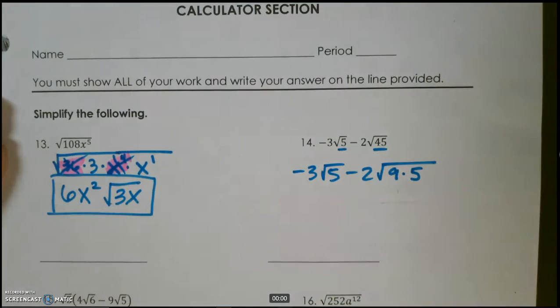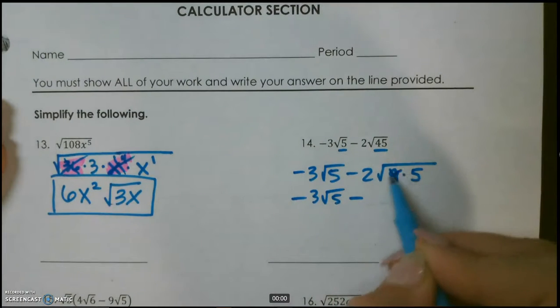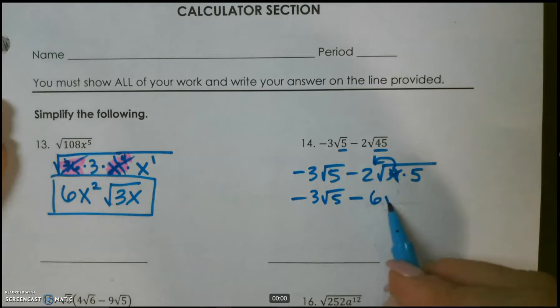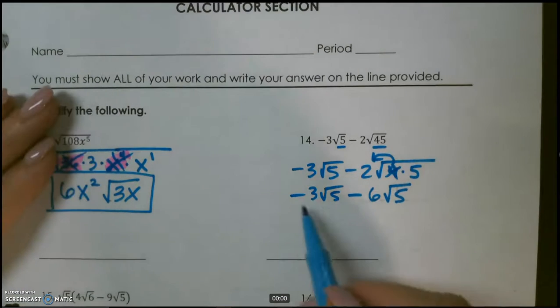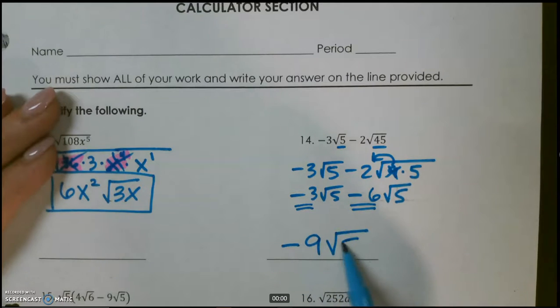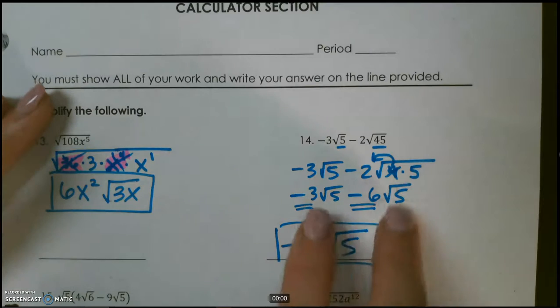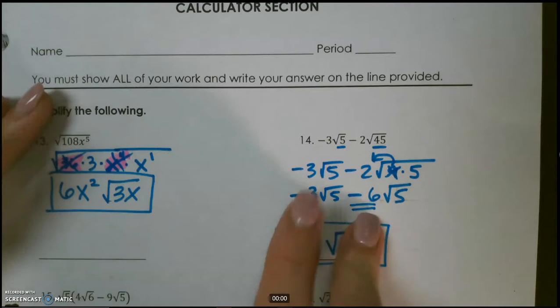So 9 times 5. Okay, then we're going to go ahead and take the square root of 9. When you take the square root of 9, you multiply it out front. Negative 2 times 3, that's negative 6, and then you have a rad 5 left underneath. Okay, now that I've done that, these are like terms, and so you can combine the coefficients. What's negative 3 minus 6? That's negative 9 rad 5 as my final answer. Remember, when adding and subtracting with radicals or with polynomials, you are just combining the coefficients, the number in front.